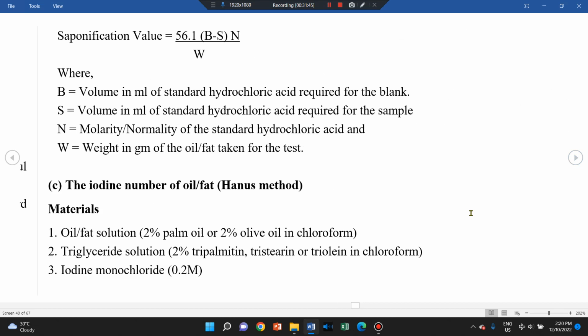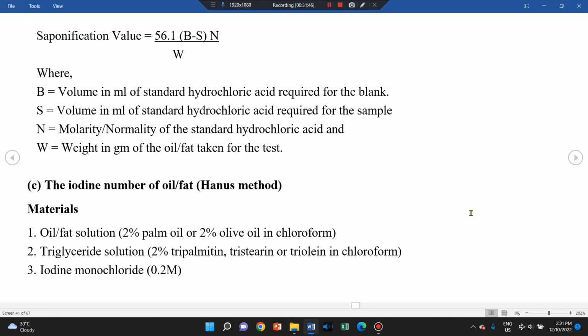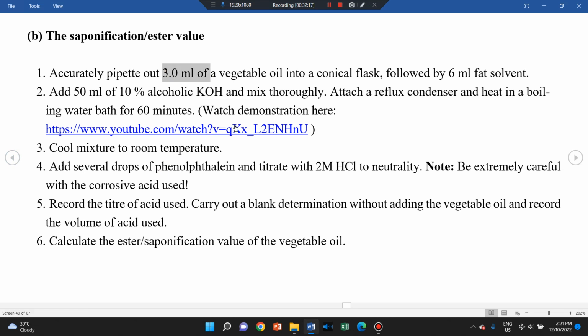Okay? Moving on, once you have done the blank, it will be a bigger volume compared to the sample, and therefore you can use this formula to calculate the saponification value. And these two are the volume of blank and sample. What is W? W is the weight in gram. So you may ask the question, in the first place you only use ml, volume, so where does weight come from?